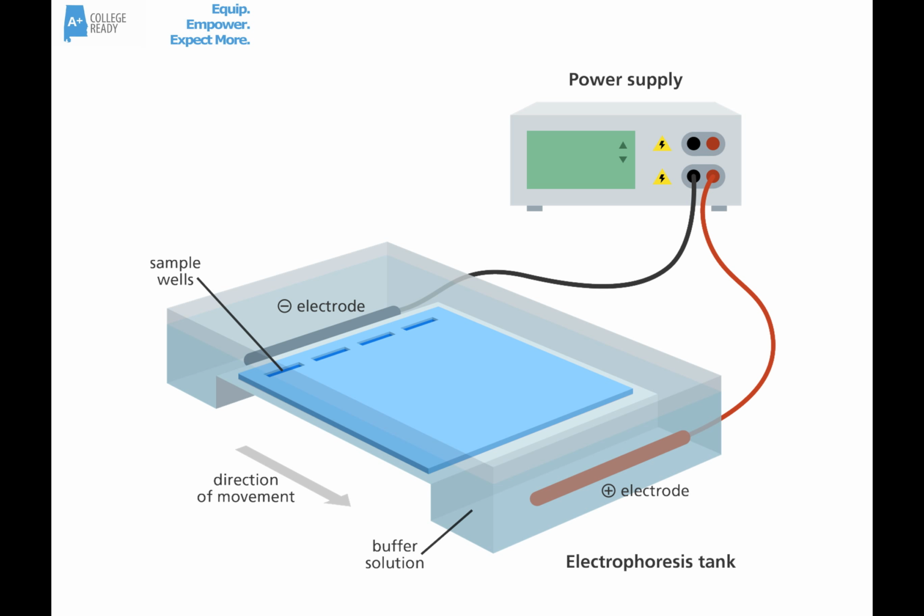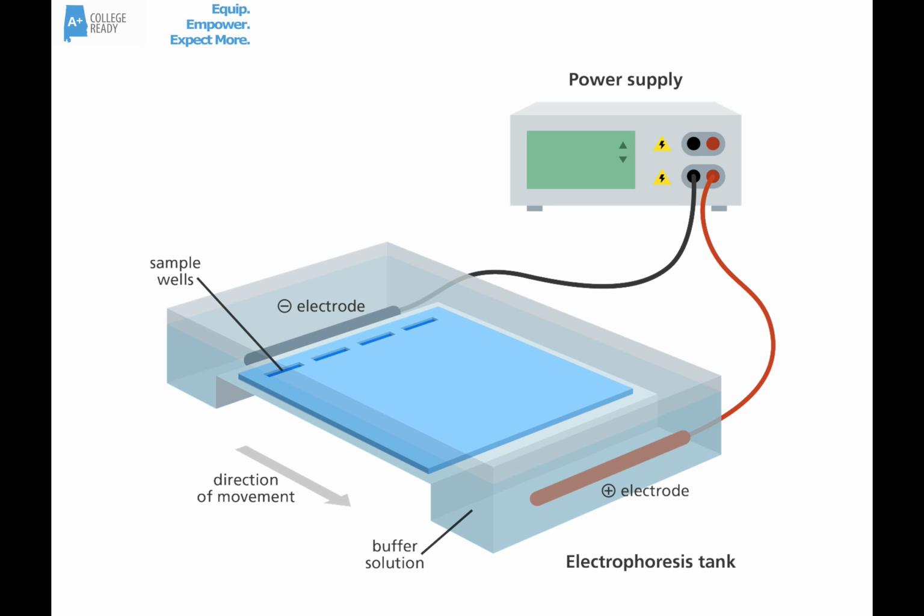And here's what a gel box might look like. So we see our agarose gel in the middle with our sample wells. We've got a negative electrode on the leftmost side, positive electrode on the topmost side. That's hooked up to a power supply. And the whole box is going to be filled with a buffer solution that will conduct the electricity between the two electrodes.